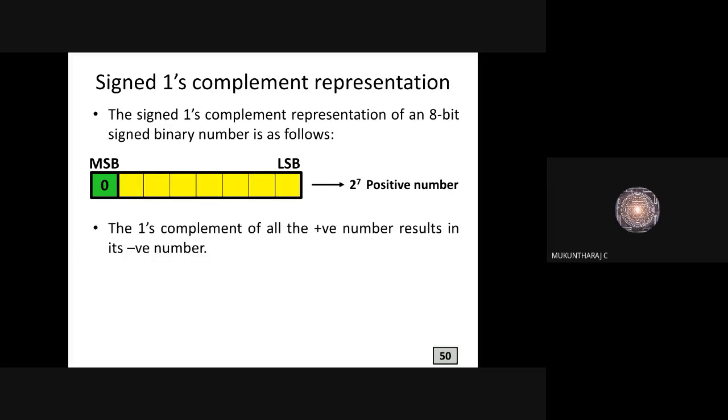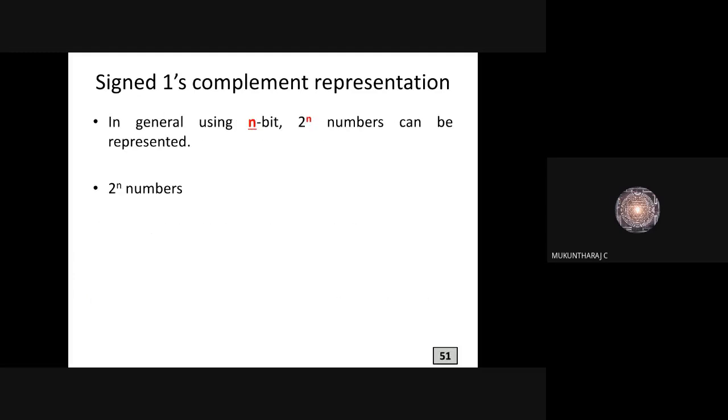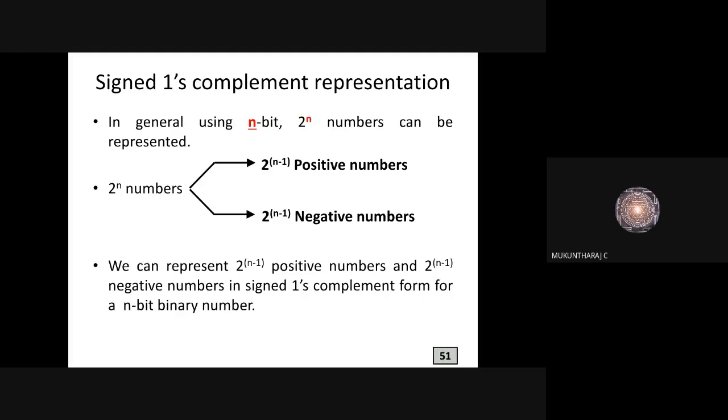Similarly, for negative numbers, the ones complement of all the positive numbers results in negative numbers. So here we put 1 in the MSB. I mean, if you take the complement, what do you get? These 128 positive numbers, 2^7 positive numbers, if you take the complement of all of them, you get their negative equivalents. That is what we say here: it is also 2^7 negative numbers. Fine. Same thing. So n bit, 2^n numbers can represent 2^(n-1) positive numbers and 2^(n-1) negative numbers in signed ones complement form for an n bit binary number. Please make a note of it.